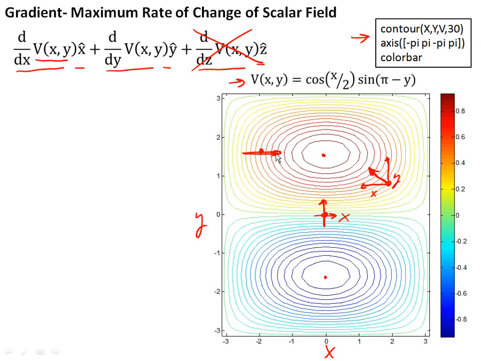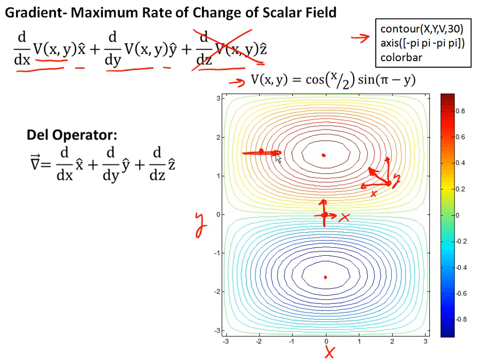So you can see sort of intuitively what the gradient does: it gives you a vector field that points in the direction of maximum rate of change of a scalar field.